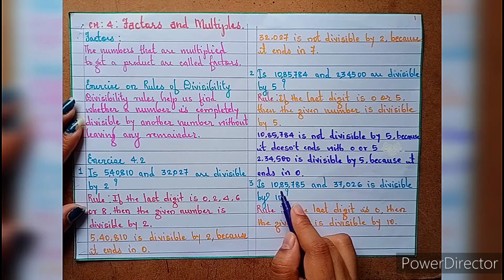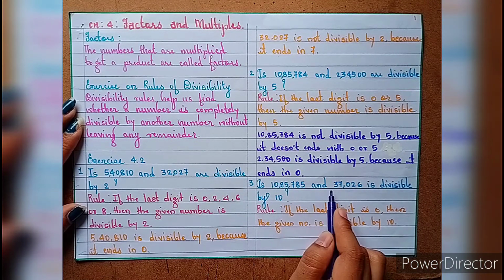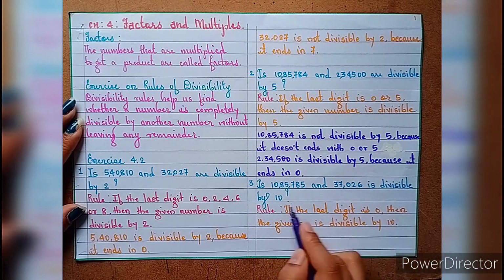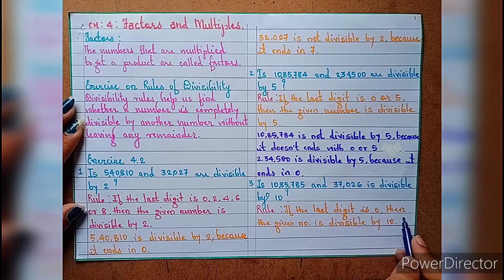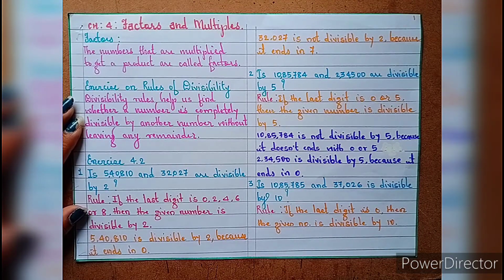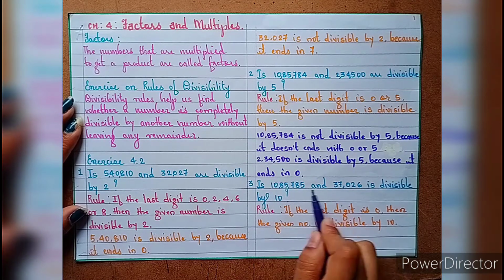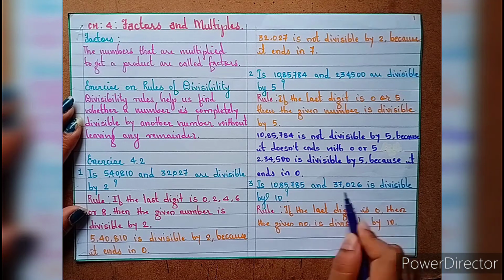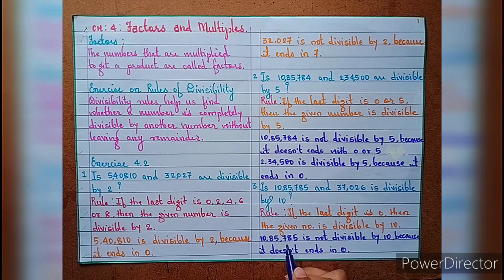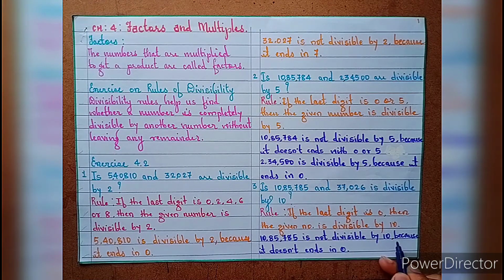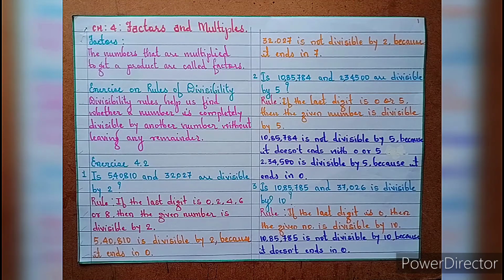Are 10,85,785 and 37,026 divisible by 10? So let's see the divisibility rule of 10. If the last digit is 0, then the given number is divisible by 10. Yes, the last digit should be 0 only. And if we see in this, both numbers don't end in 0. Therefore both the numbers are not divisible by 10. 10,85,785 is not divisible by 10 because it doesn't end in 0.